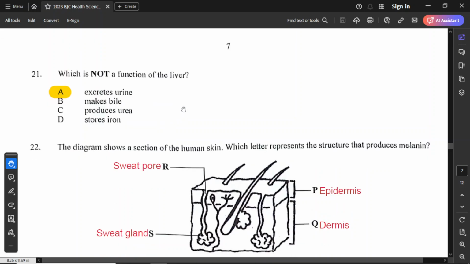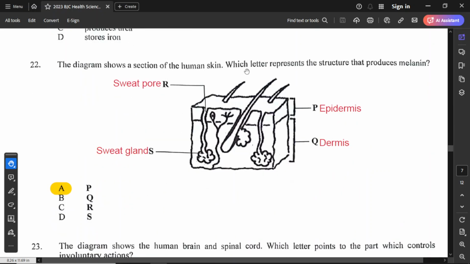All right. Question number 22. It said the diagram shows a section of the human skin. Which letter represents the structure that produces melanin, and that is where you have pigmentation or the color of your skin. All right, and so therefore P, which is the epidermis, will contain the color.